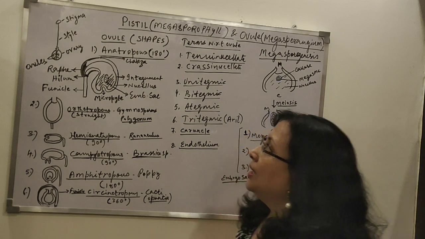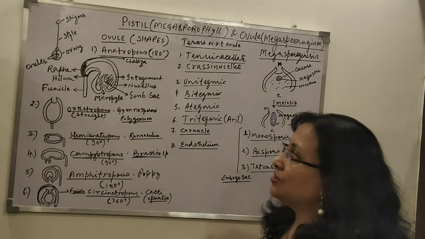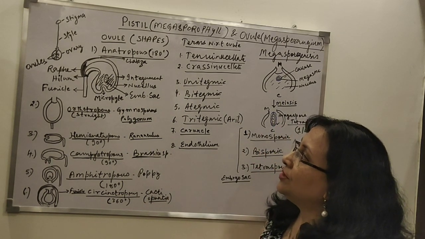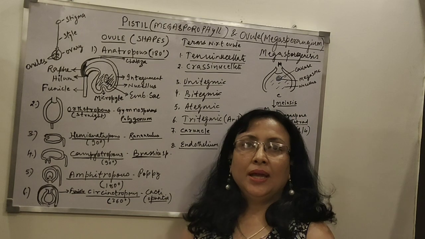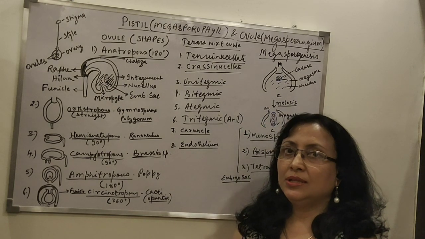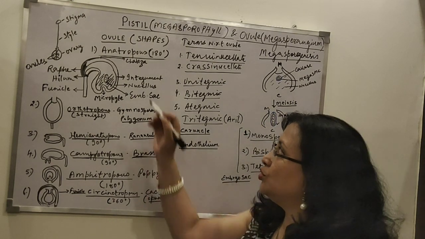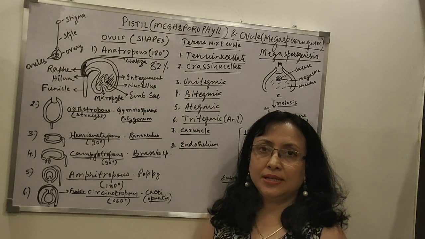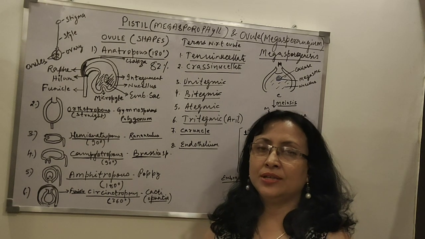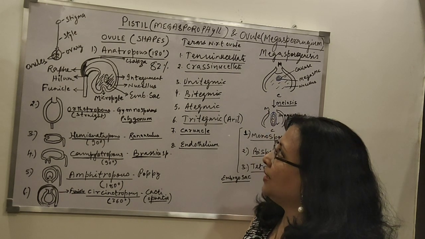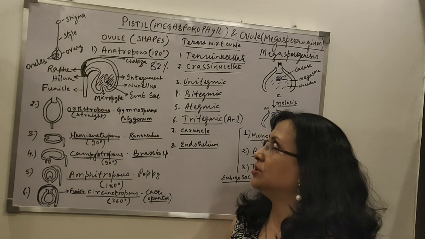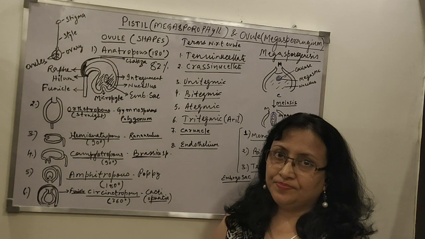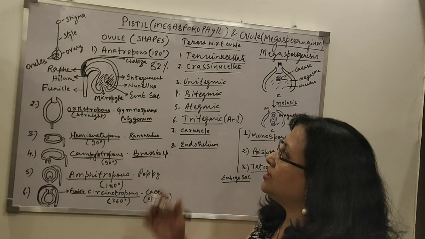That's right. Now ovules have various shapes. We will discuss some of the ovule shapes, and starting with that, the first is anatropous. Anatropous ovule is the most common one found in angiosperms. It is given in your NCERT also that 82% of angiosperm families have anatropous ovules. Now these ovules are basically 180-degree curved.